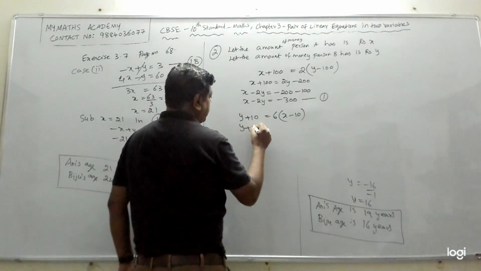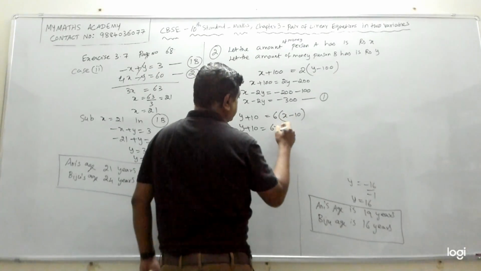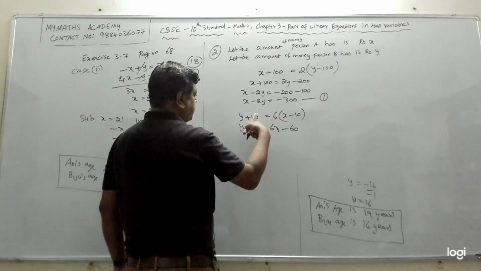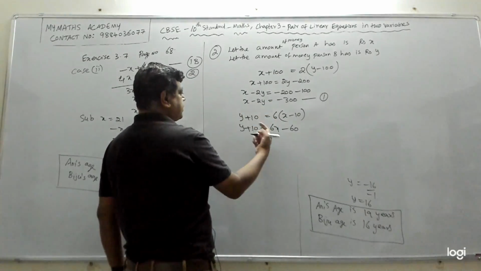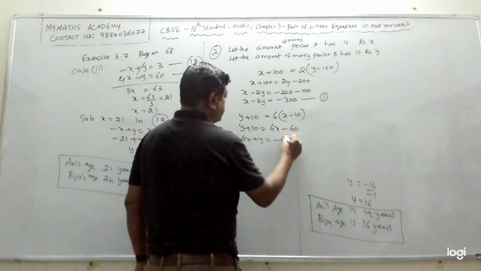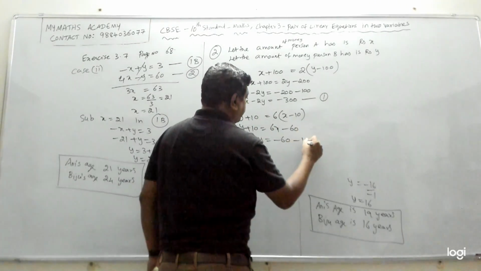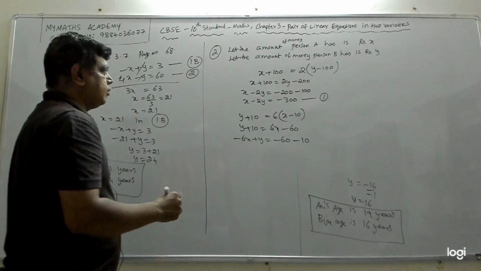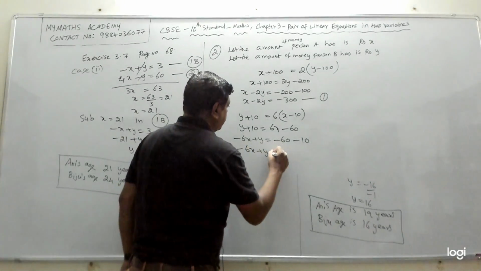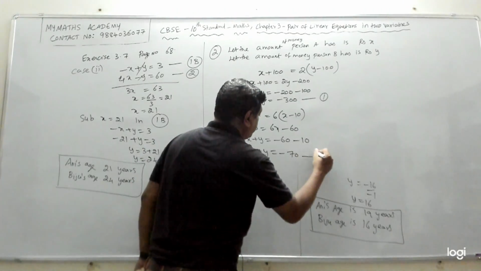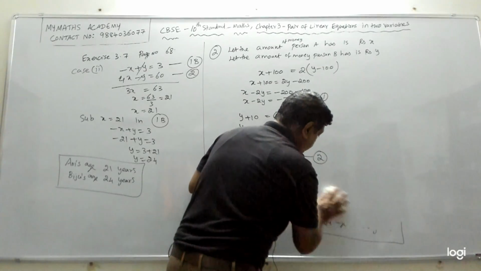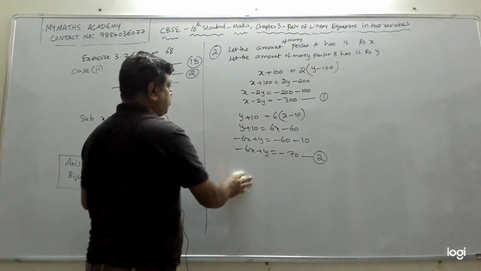So we'll get Y plus 10 equal to 6 into X, which is 6X, 6 into minus 10 is minus 60. Then we can bring this 6X this side, so it will become minus 6X plus Y equal to minus 60. This 10 will go here and become minus 10. Clear? So now we have minus 6X plus Y equal to minus 70. This is equation number 2. Now we should solve these 2 equations and find the value of X and Y.